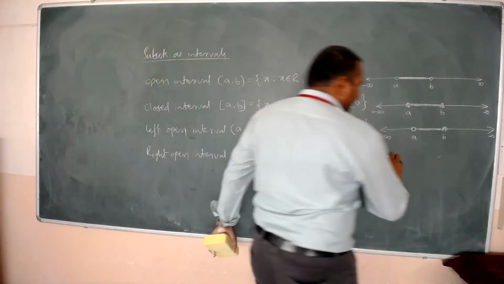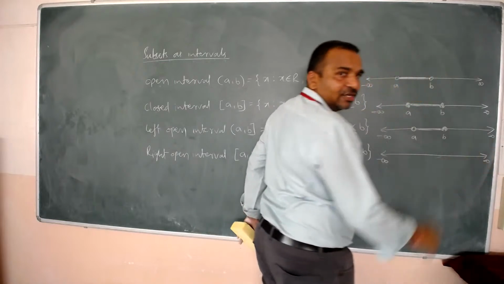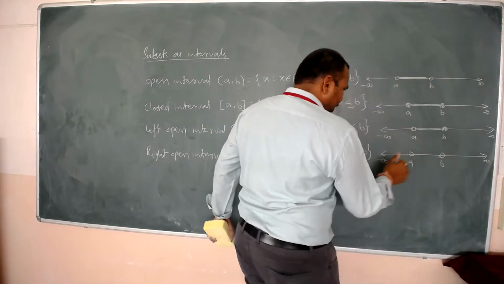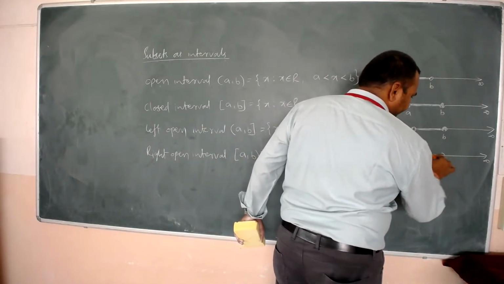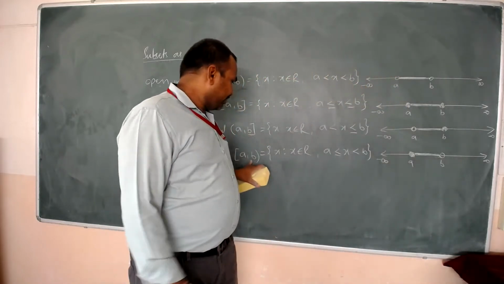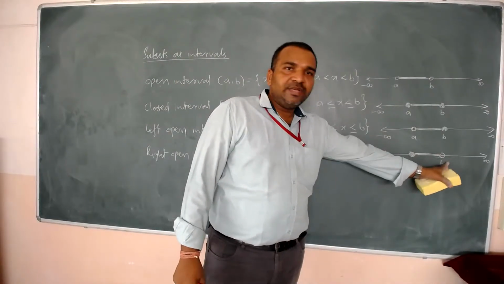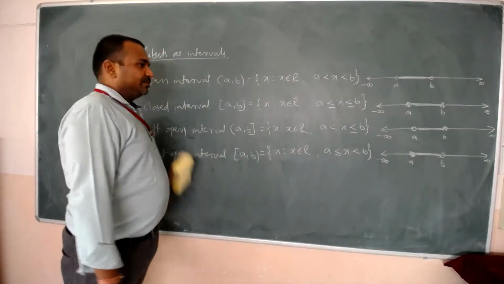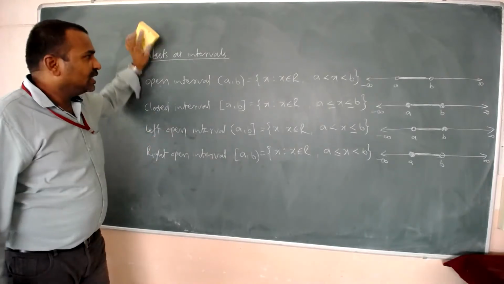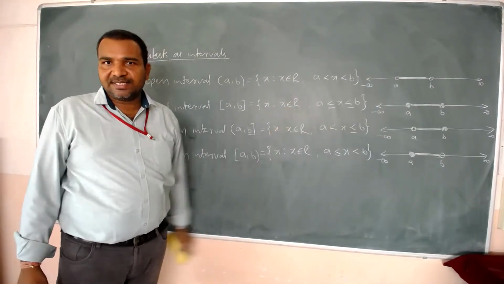Now we can represent this interval on the number line, minus infinity to plus infinity, the total real line. These are the elements a and b. The interval lies between a and b: left closed, right open. Left closed means a is included, right open means b is not included. These intervals are subsets of the set of real numbers.